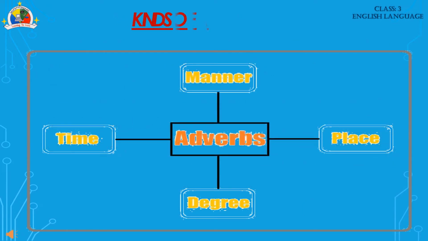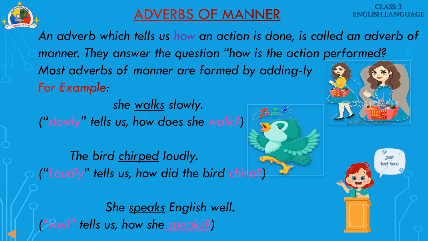Now let us learn the kinds of adverbs. Adverbs of manner, adverbs of time, adverbs of place, adverb of degree. Adverbs of manner. An adverb which tells us how an action is done is called an adverb of manner. They answer the question how is the action performed.